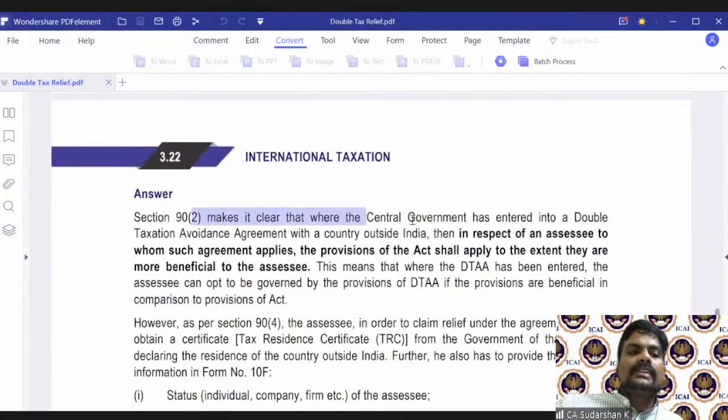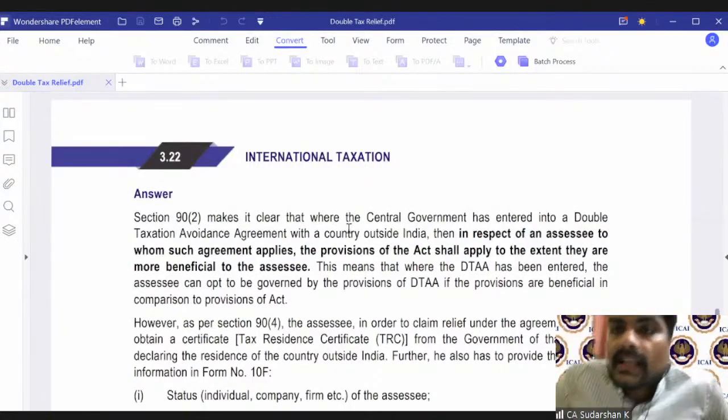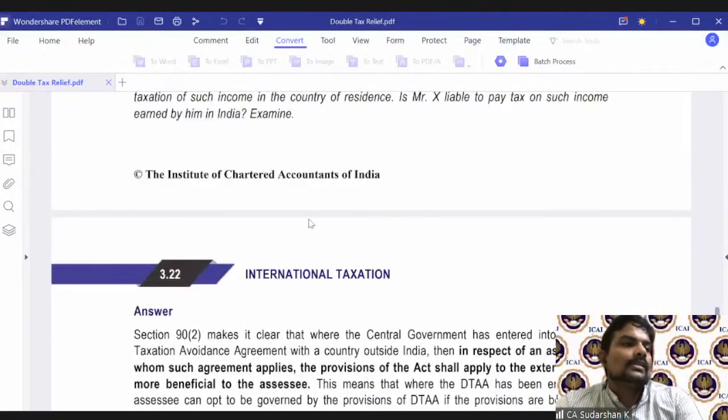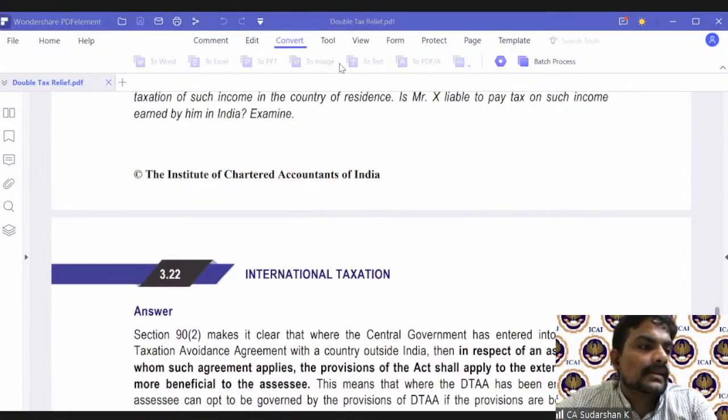Section 92 makes it clear that where the central government has entered into a DTAA with a country outside India, then in respect of an assessee to which such agreement applies, the provisions of the Act shall apply to the extent they are more beneficial to the assessee. So if the taxing right is only in his home country, then there is no need for him to pay tax in India. So he can avail the treaty benefit.